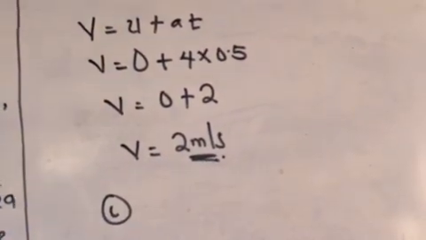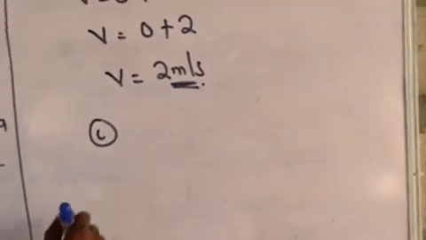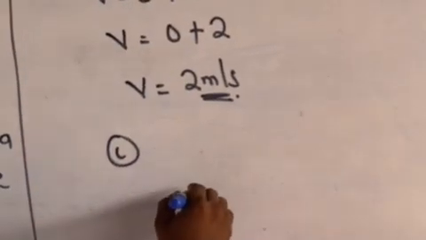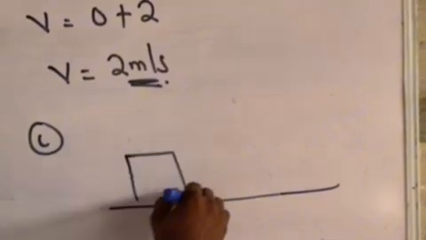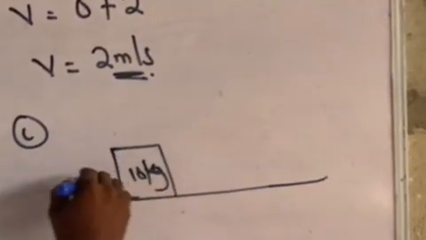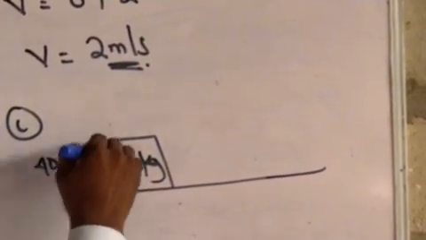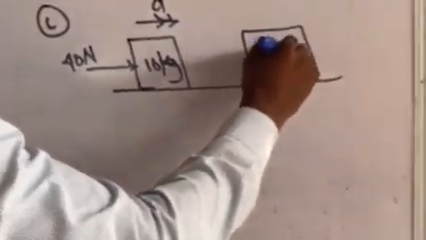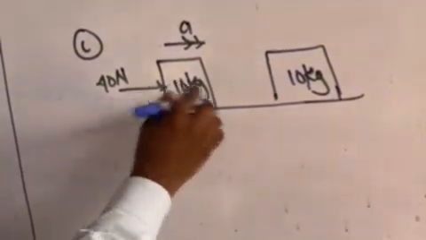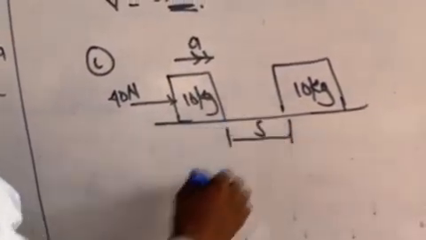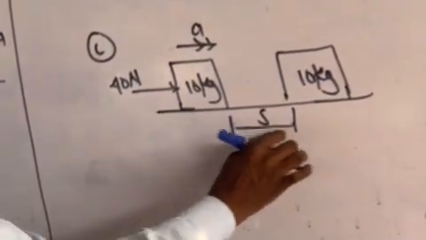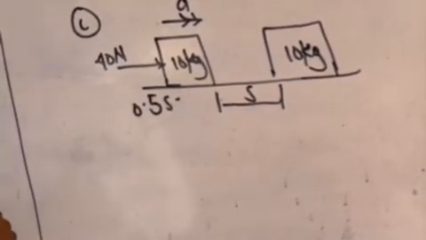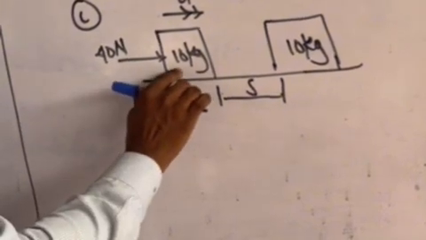Then the C part, where we calculate the distance covered within the time interval. Remember we said this is the body of 10 kilograms. A force of 40 Newton is applied. The body will accelerate, the same 10 kilograms. So by applying this force, the body will cover a certain distance, x. They are asking us to calculate the distance the body covers within the time of 0.5 seconds. Don't forget, it said the body starts from rest.